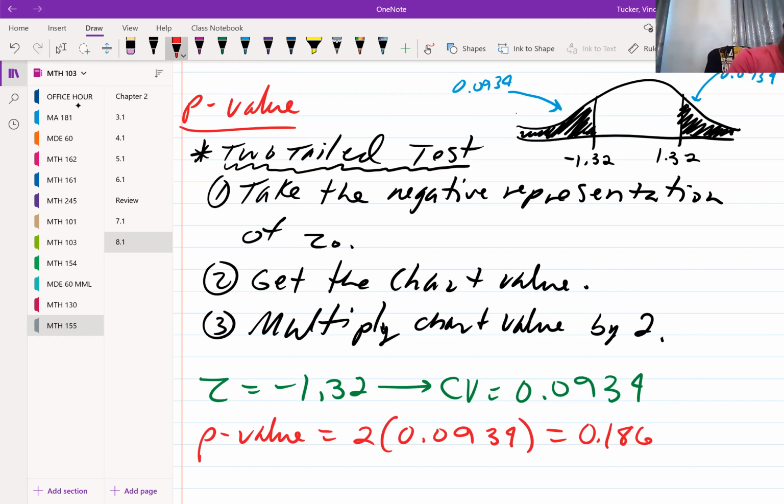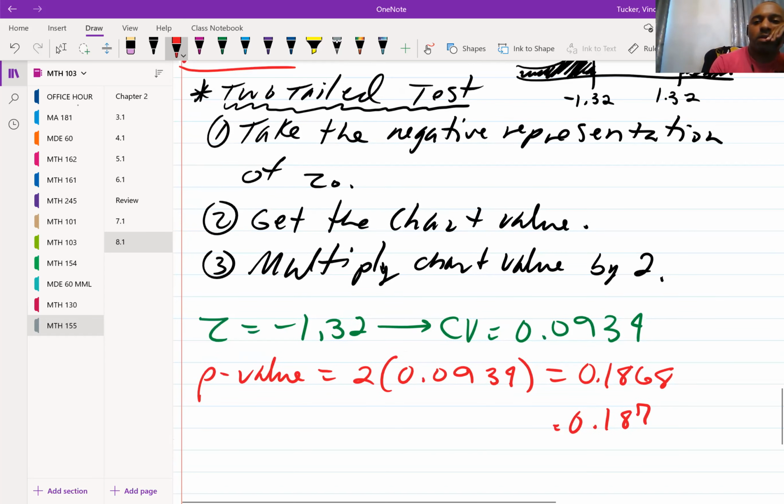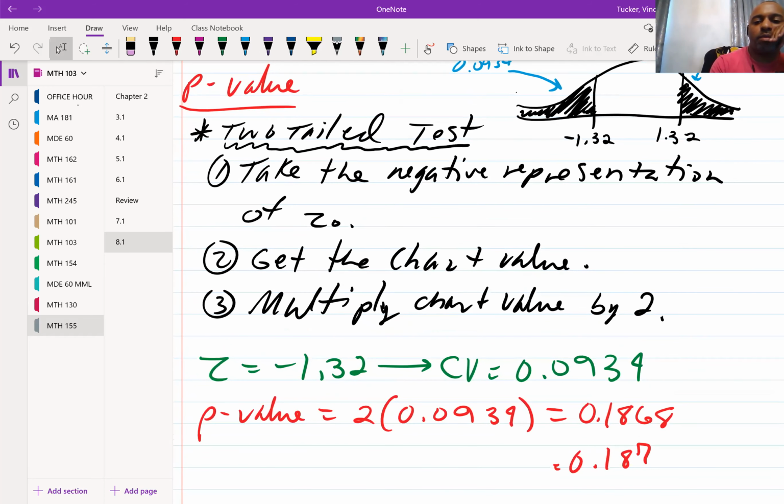All right, I think it was 186. Should be 8. Let me see. Yep, 868. And my math lab asked for 3 decimal places, so 0.187. All right. Any problems with what we did there? Make sure we're good.